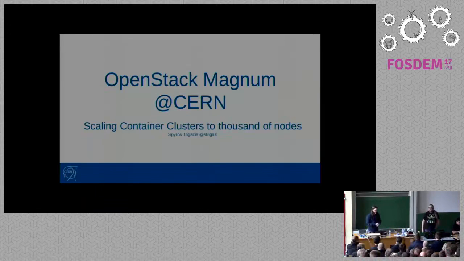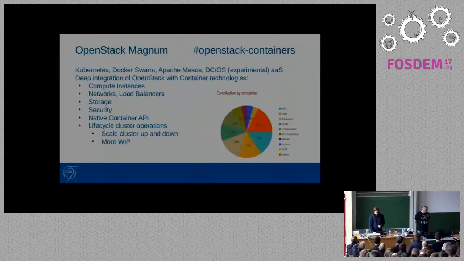I'm Spiros. I'm a software engineer at CERN, and I'm a core developer in OpenStack Magnum. So I will talk about how we use OpenStack Magnum at CERN and the use cases of containers we have, and some scalability tests we did with our service and Kubernetes. As I said, I'm a core developer in Magnum. We are the OpenStack Containers team.